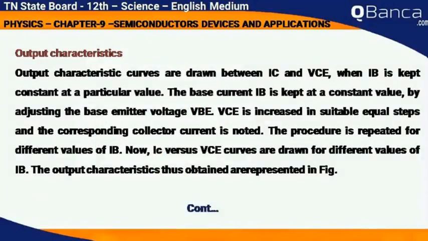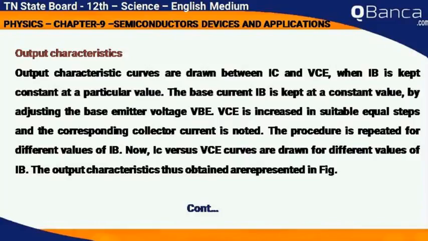Output characteristics. Output characteristic curves are drawn between IC and VCE, when IB is kept constant at a particular value. The base current IB is kept at a constant value by adjusting the base emitter voltage VBE. VCE is increased in suitable equal steps and the corresponding collector current is noted. The procedure is repeated for different values of IB.